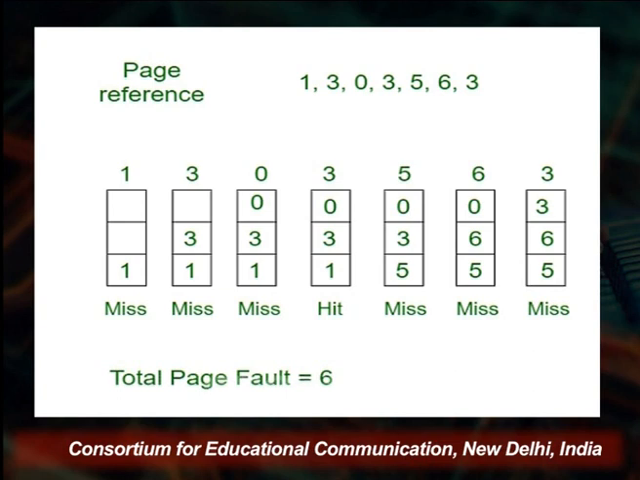Now this was first in first out. So the page number 1 was taken in first, and so it is taken out first, then 3 was taken in, and then 3 was taken out, and so on and so forth. So this is maintained here as a queue.